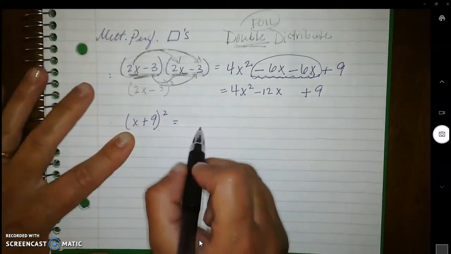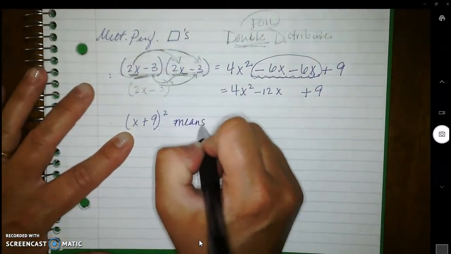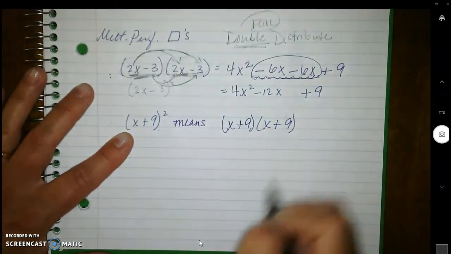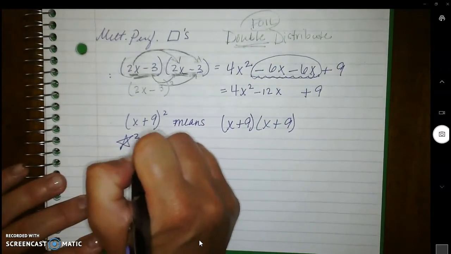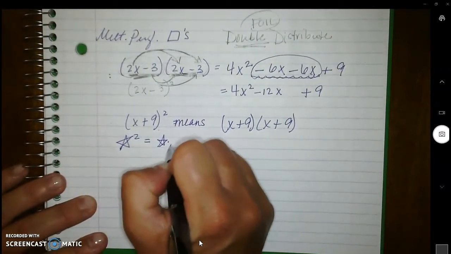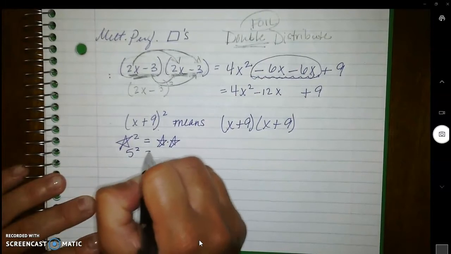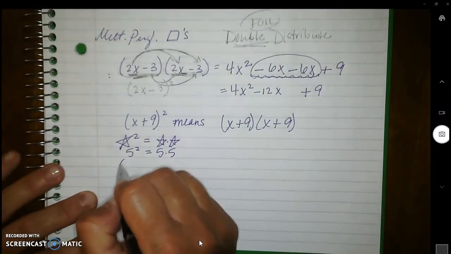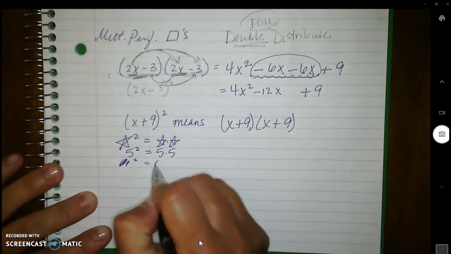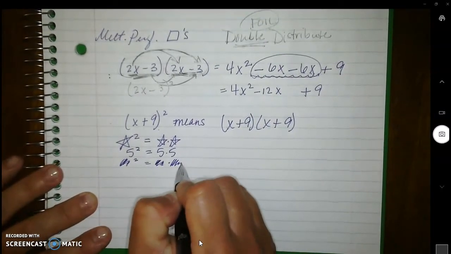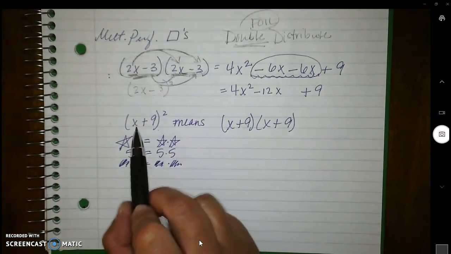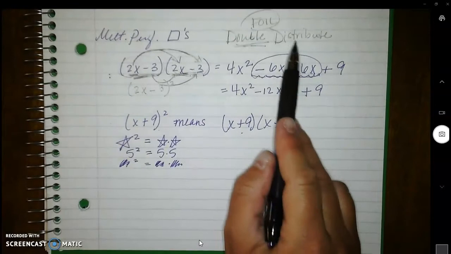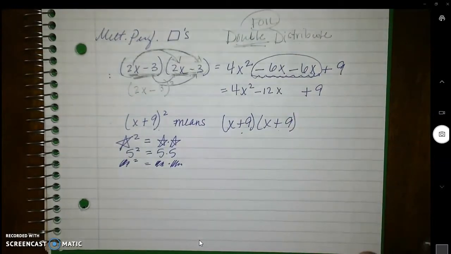X plus 9 squared just means that you're doing x plus 9 times x plus 9, right? Star squared means star times star, right? 5 squared is 5 times 5, okay? Purple blob squared means purple blob times purple blob. Okay, and so you're just writing these parentheses 2 times, and then you're going to FOIL, or double distribute, okay?